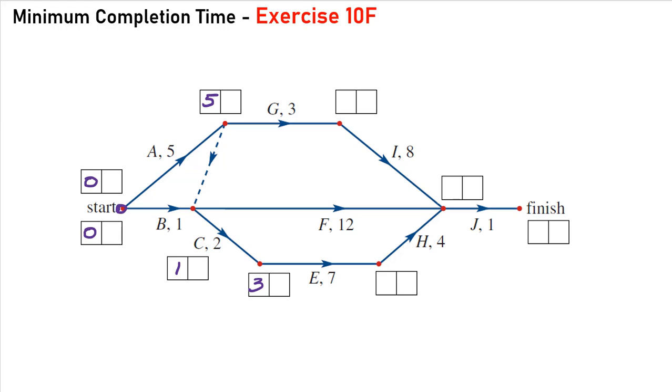But before we get too carried away with ourselves, we have to remember that coming into this junction here, in order to go down this path or this path, we have to have completed all the projects coming into that. And this dummy activity is a way of connecting the end of A back to this junction. So what it means is to proceed past this junction, we need to have completed activity B as well as activity A.